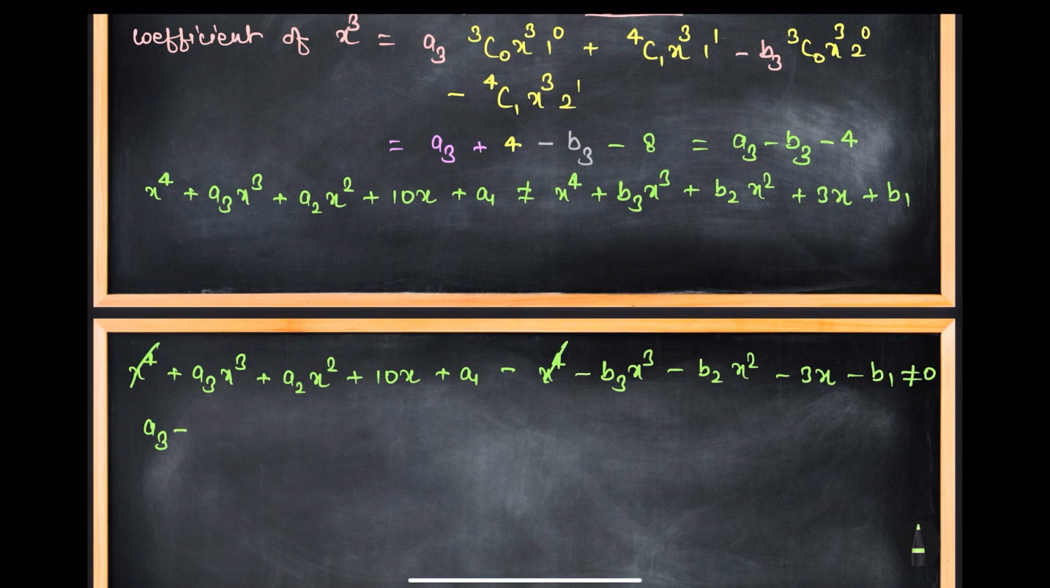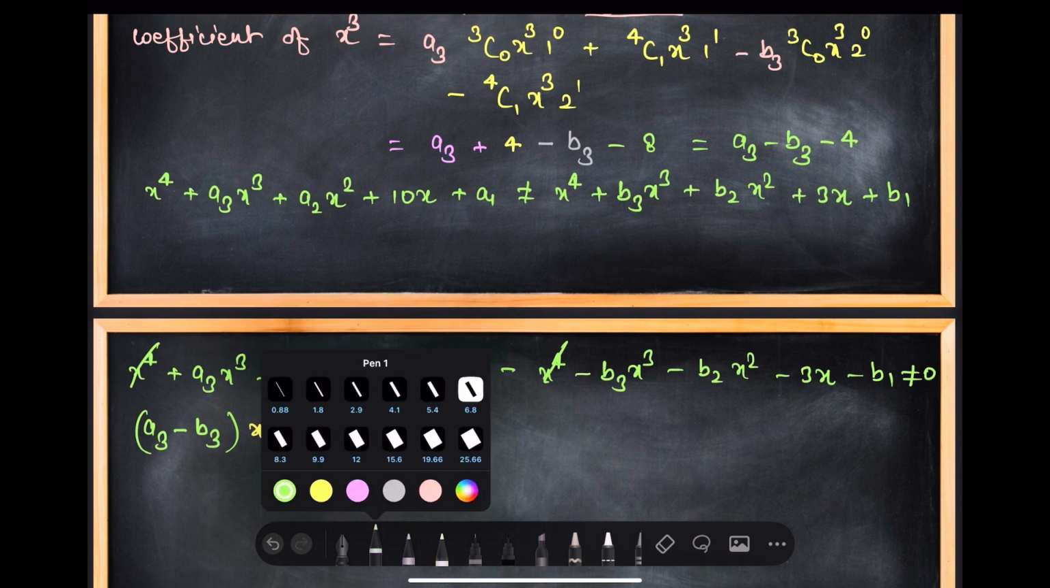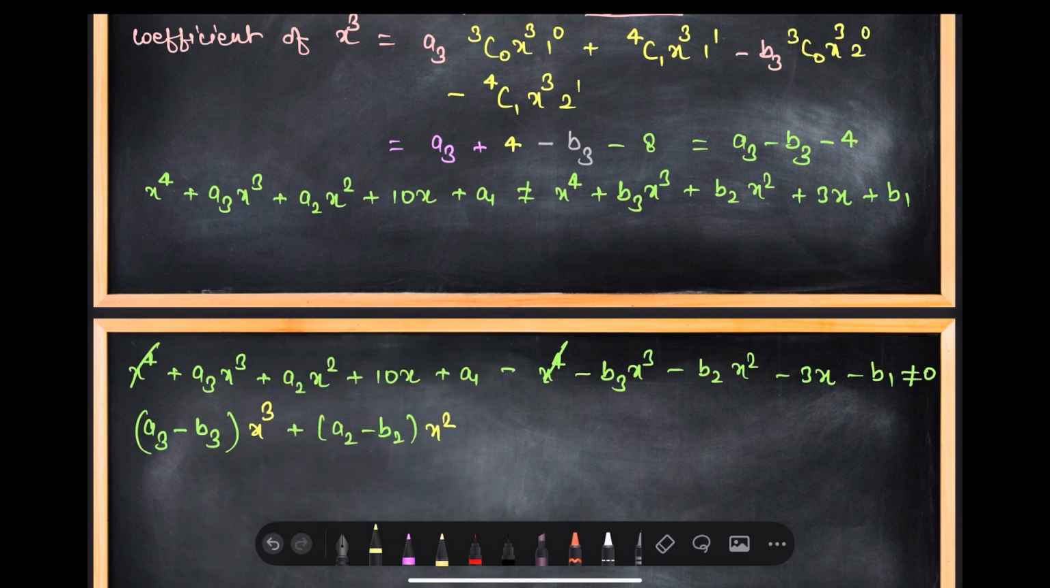So it is a3 minus b3 x cube, then plus a2 minus b2 x square, and then 10 minus 3 x, and we are left with the last component, that is a1 minus b1 not equal to 0.